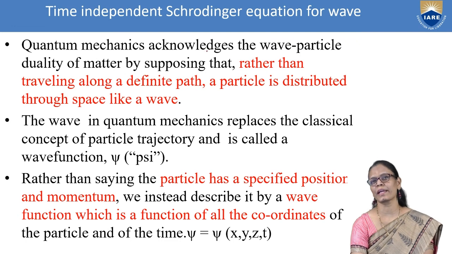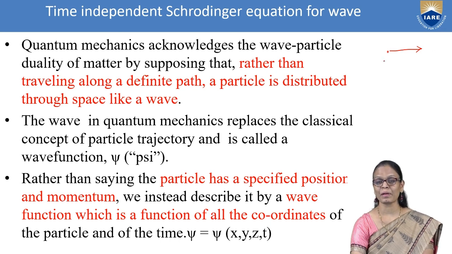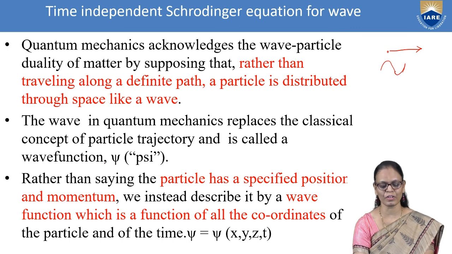What quantum mechanics acknowledges is the wave-particle duality of matter. After de Broglie, they started accepting that even particles or matter will exhibit dual nature, that is wave-particle duality. Then, rather than traveling along a definite path, a particle is distributed through space like a wave. Because when I talk about a particle, it will have a definite path, but when I talk about a wave, it will vary in space. And the wave in quantum mechanics replaces the concept of particle trajectory and is called the wave function.